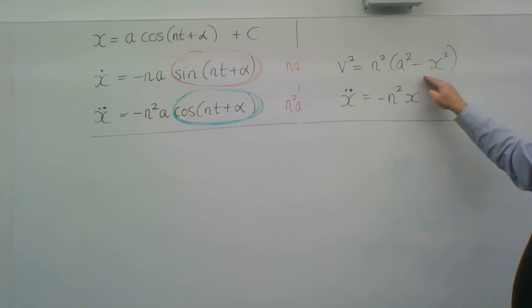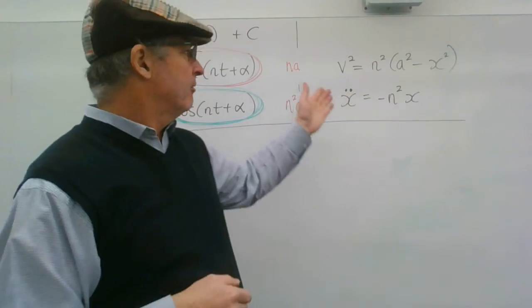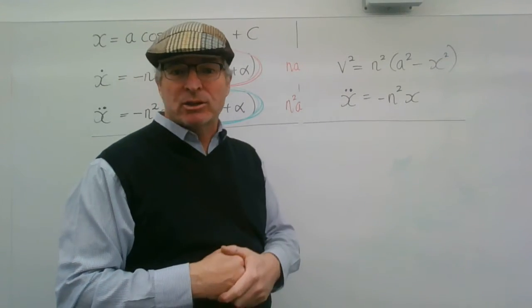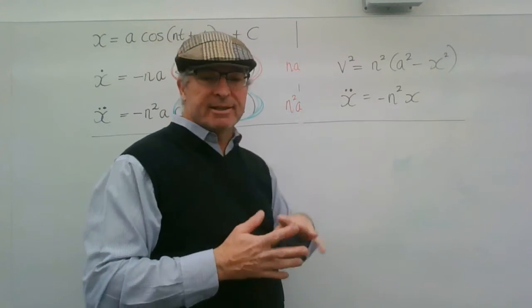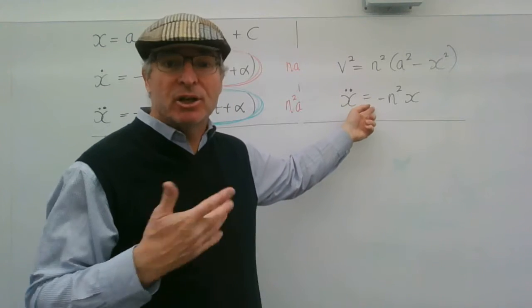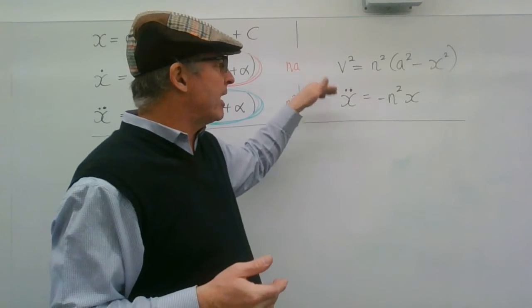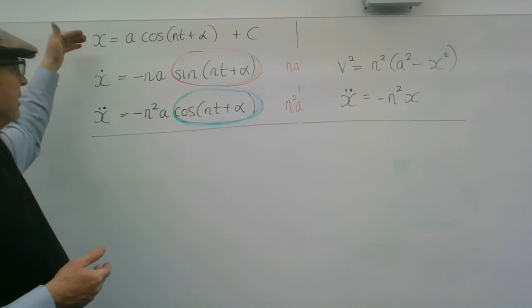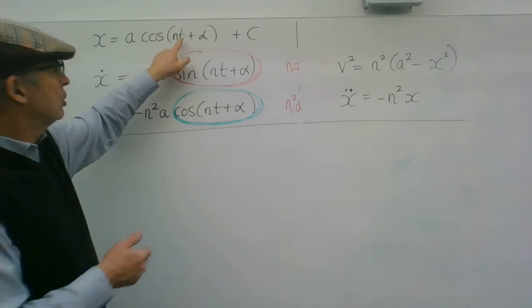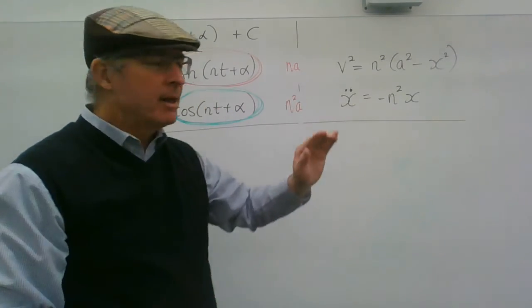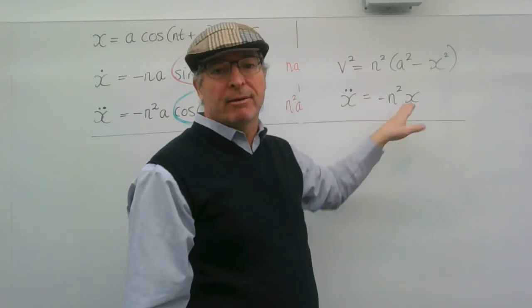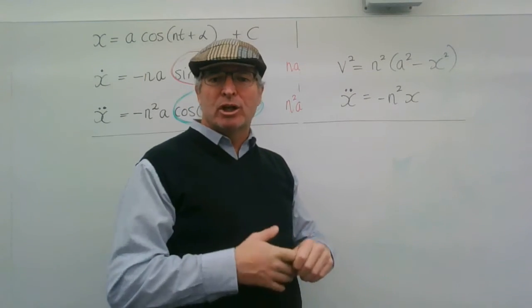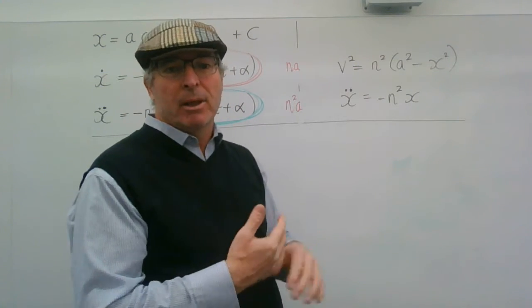Now, we also have these two equations. v squared equals n squared times a squared minus x squared, and x double dot, acceleration, is minus n squared x. I mean, this is the definition of simple harmonic motion. But these two equations, instead of relating the displacement, velocity, and acceleration to the time parameter, they're relating the velocity and acceleration in terms of the displacement, but you can still get the maximums out of it.